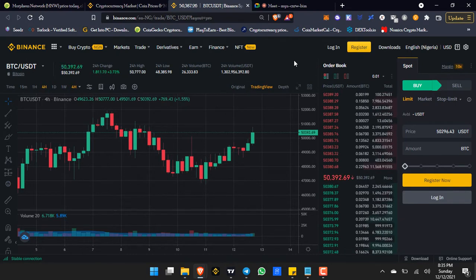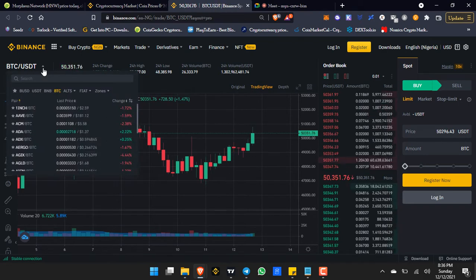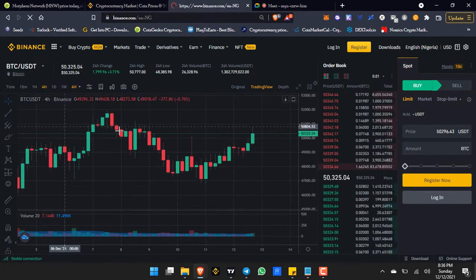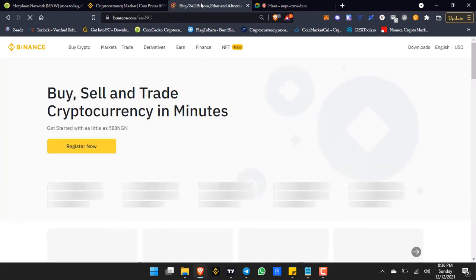So right here on my screen I have the Binance platform and I have a chart showing the BTC slash USDT pair, right? This is where you do the pair selection. As you can see, it has all different pairs that you can pick from, right? So that is that.